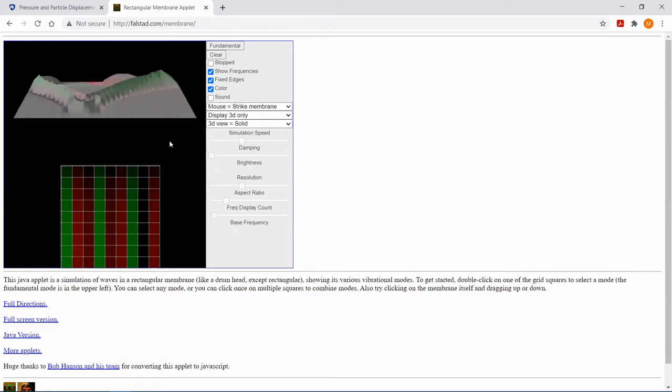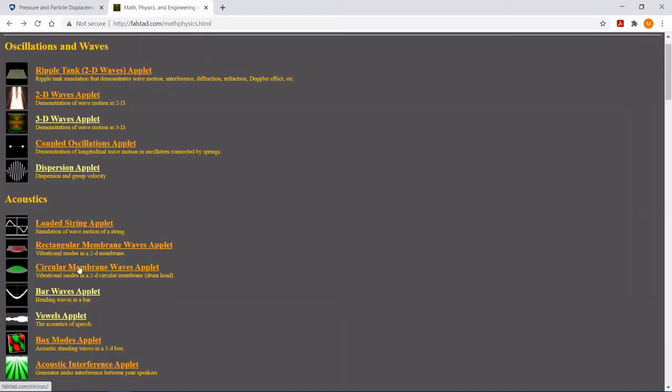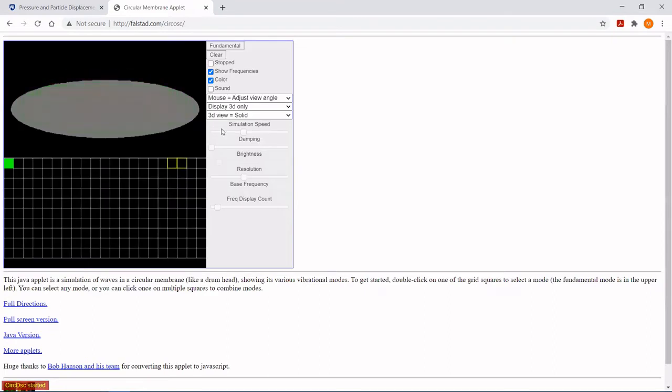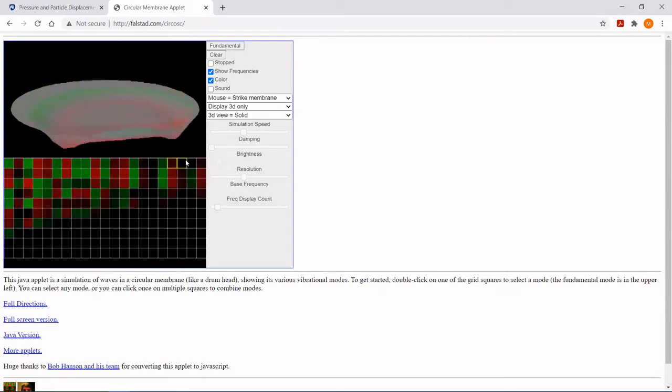Wow. Speaking of hitting a snare drum, let's go back and do that with the circular membrane. Does it have that option? Can I use the mouse to strike the membrane? Yes, I can. Okay, here goes. Falstad answered our question. Evidently, that's what happens when you strike a drum head.